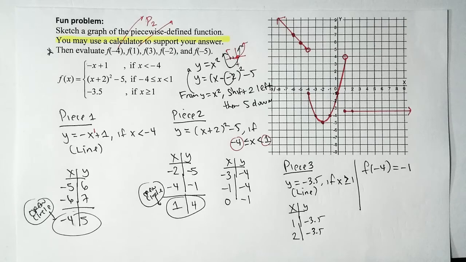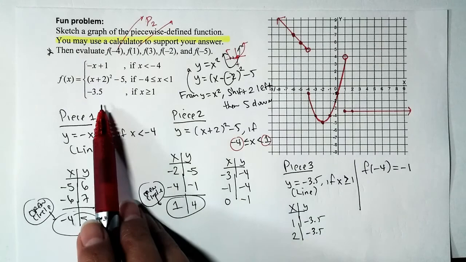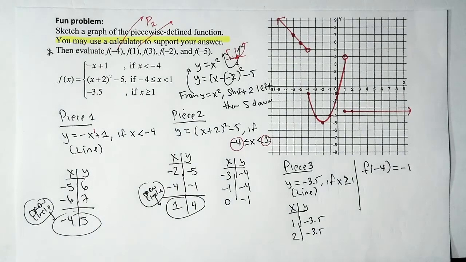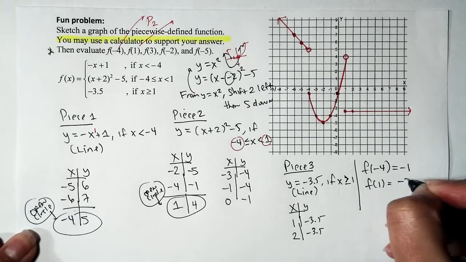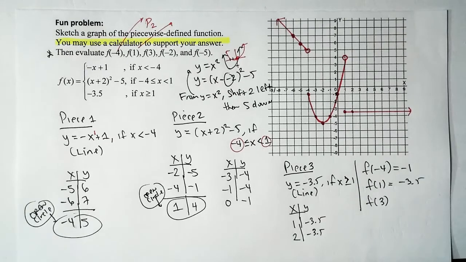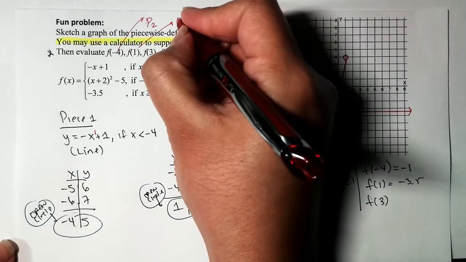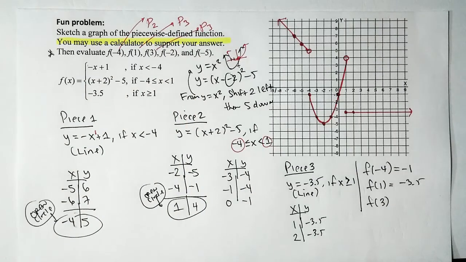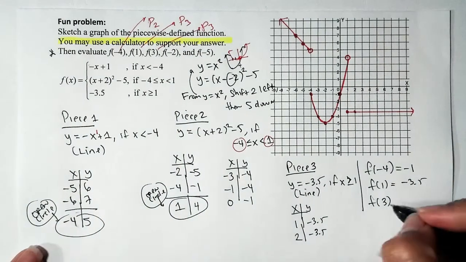Okay, so f of 1. 1 is in the domain of the third piece. Oh, I love that one. Thank you, third piece. We've earned it. So f of 1 will give us -3.5. F of 1 equals -3.5. Up in the list is f of 3. Let me go ahead, lock it in. 3 is in the domain of also the third piece. I forgot to put piece 3. So 3 is in the domain of the third piece, so f of 3 also equals -3.5.